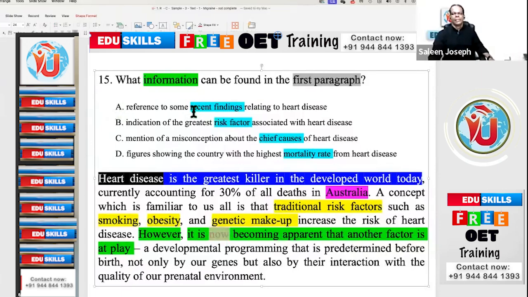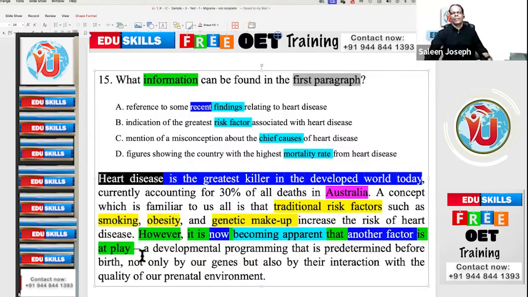Now see, the synonym is recent. Any other synonyms or synonymous language? Becoming apparent. Findings, finding related, findings relating. And that another factor. And again, I told you when there is a sequential expression, it's also an indication that it will be the answer. Sequential expressions: first one, second one, third one; first one, another factor, third factor. All these are sequential expressions.